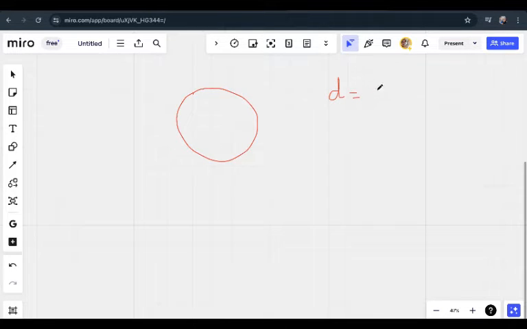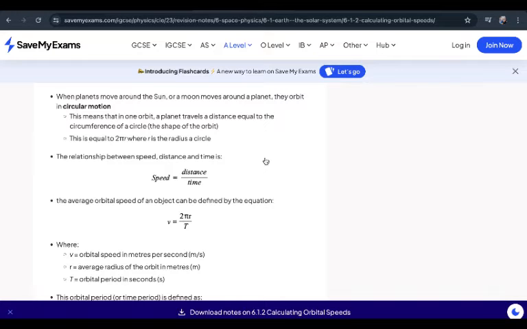So when we're talking about orbital calculation, we see d as the circumference of a circle, which is equal to 2 pi r. So for distance, we'll be replacing it with 2 pi r, where r is the radius of the Earth, or the radius of one object, from the center of the object to the circumference. Is that okay? So this is what we have, and these are the basics we need to know.